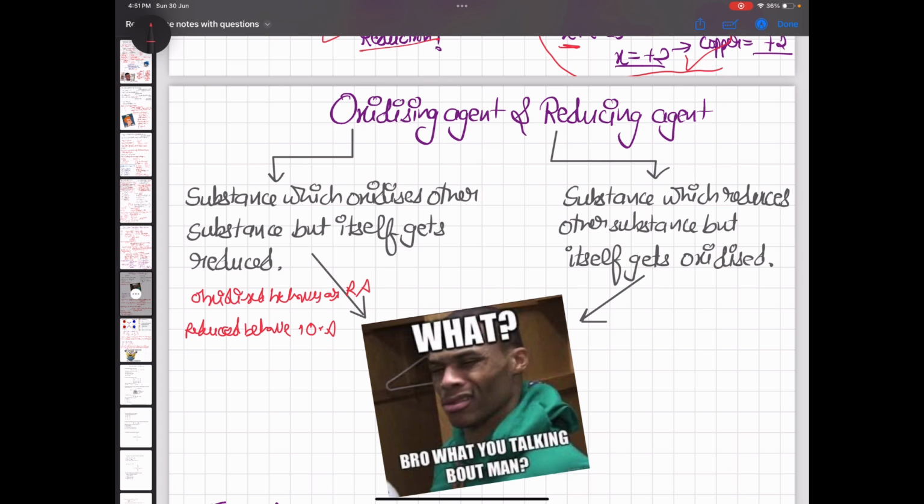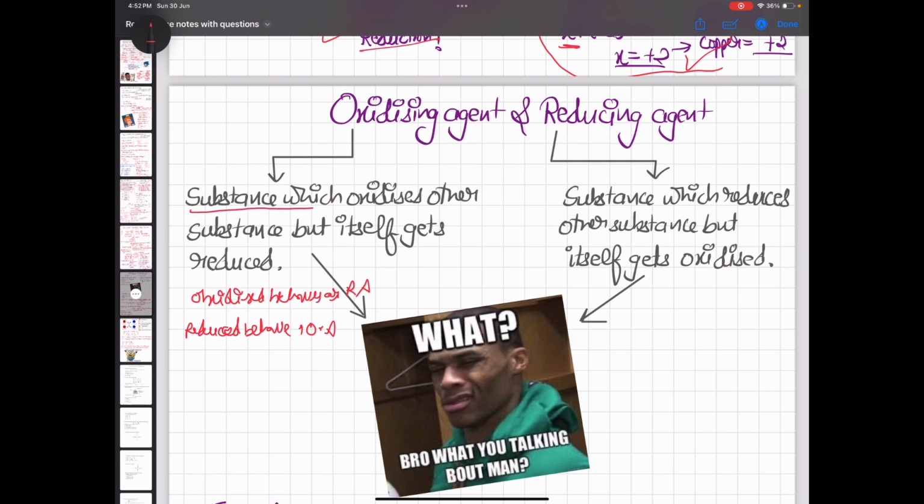I am repeating myself again. If there is a species that you have identified which is undergoing oxidation, it is the reducing agent. And if there is a species which you have identified as undergoing reduction, that is an oxidizing agent. I've written the same statements here.